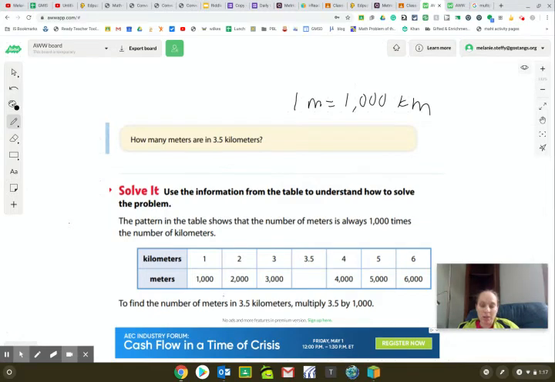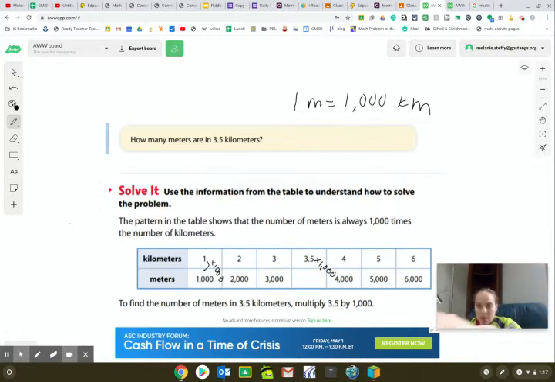Now, I could put the information in a table to help me understand how to solve the problem. You'll see here's my kilometers and here's my meter conversion. I am multiplying by 1,000 to get from kilometers to meters, which means that to convert 3 5/10 of a kilometer to meters, I'm going to do the exact same thing. I need to multiply by 1,000.